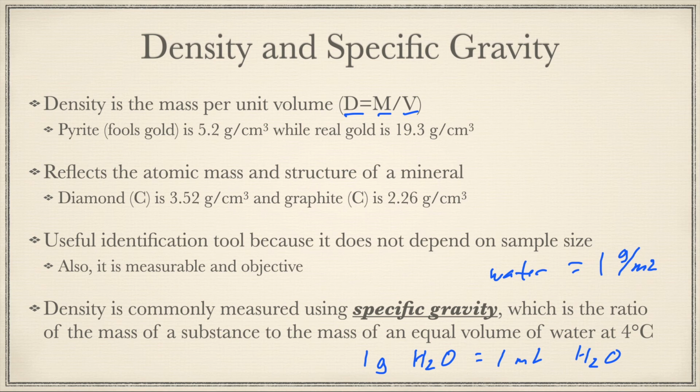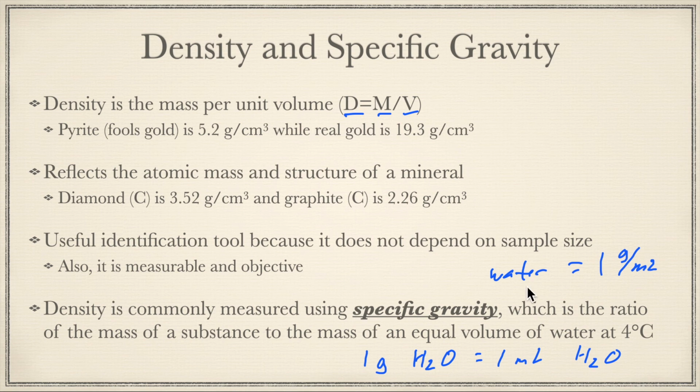So in practice, what that does is it just makes this unitless. So we talk about 2.26 grams per cubic centimeter. Well, if we are in the metric system, the specific gravity is 2.26. If we talked about the specific gravity of diamond, well, if we're in the metric system, it's 3.52.